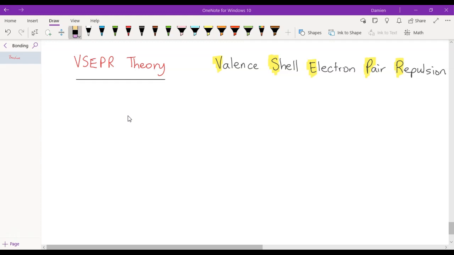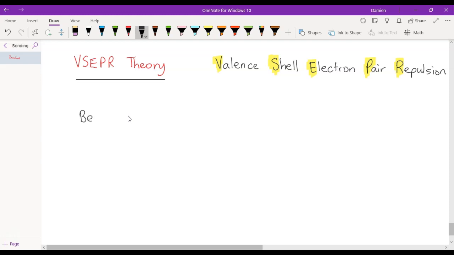So we're going to continue with covalent bonding, and we're actually going to have a look at the shapes of covalent molecules and what shapes they form. So we're going to use VSEPR theory, or valence shell electron pair repulsion theory, to figure out how these shapes of molecules are actually formed. So the first one we're going to look at is beryllium chloride.